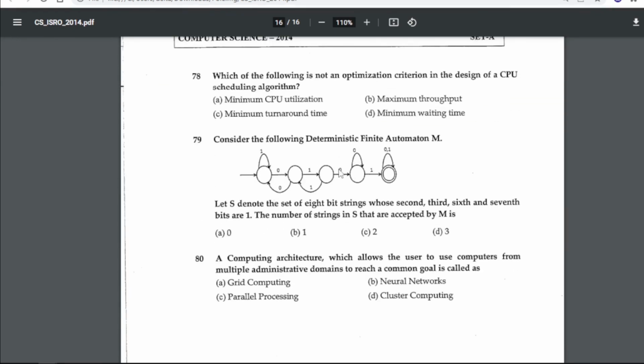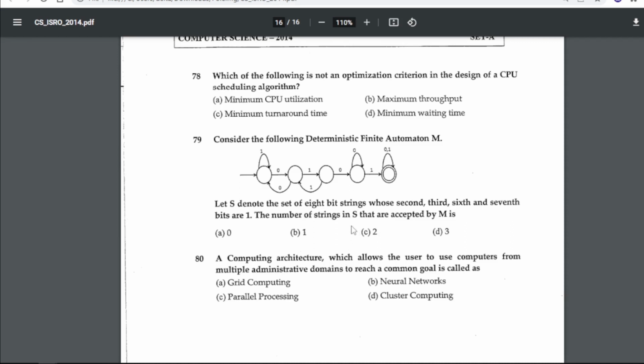79 is, consider the following deterministic finite automaton M. Let S denote the set of 8-bit strings whose second, third, sixth and seventh bits are 1. The number of strings in S that are accepted by M is what? So for 79, again our answer will be C, that is 2. Right, so here C will be the answer.